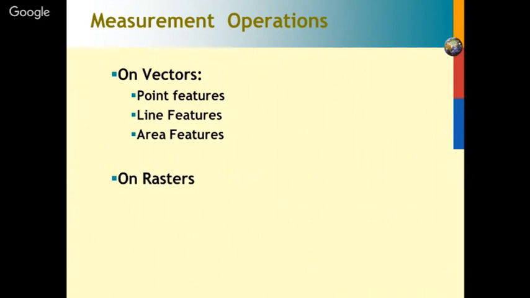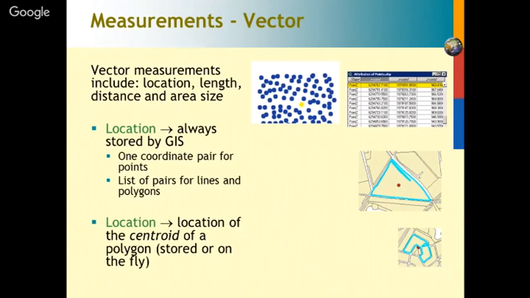There are also measurement operations for carrying out the activities, especially on the point and line features on vector data sets. These are actually simple calculations based on the measurement of each of those features. We can find it out, and on the raster analysis, we can also do some other activities.